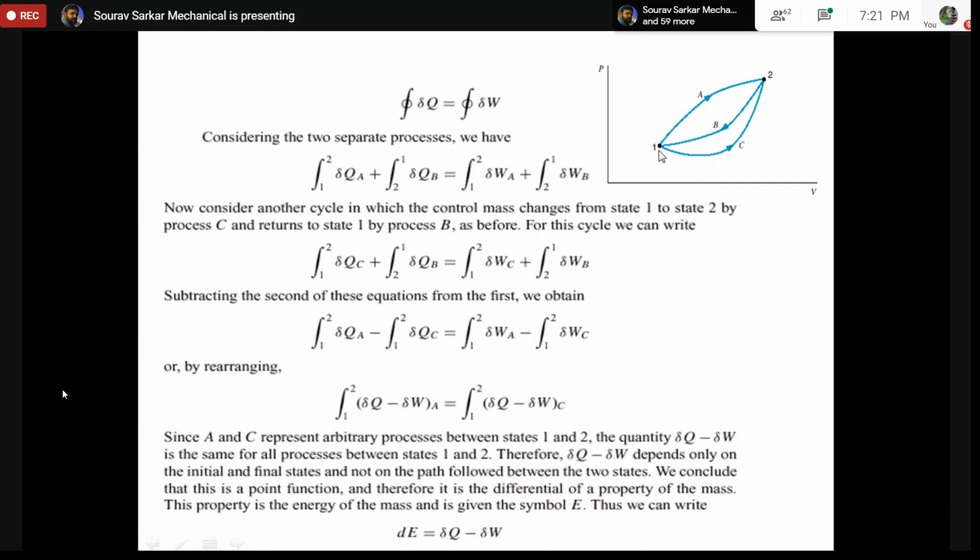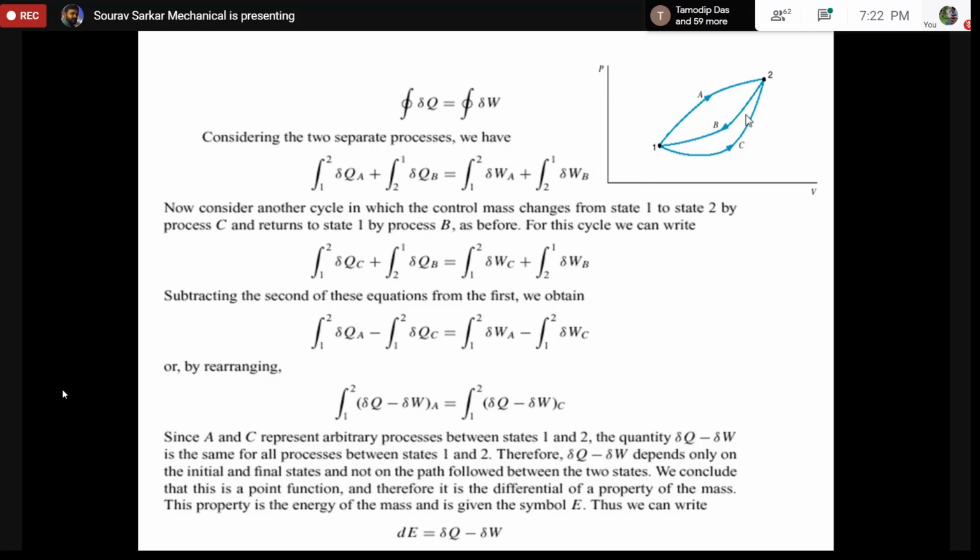So you are traveling through the path C from 1 to 2, and during this process there will also be a change of dq minus dw. But from mathematics you can see that this dq minus dw through the path A and dq minus dw through the path C are giving equal value, which was not happening for your work and heat.